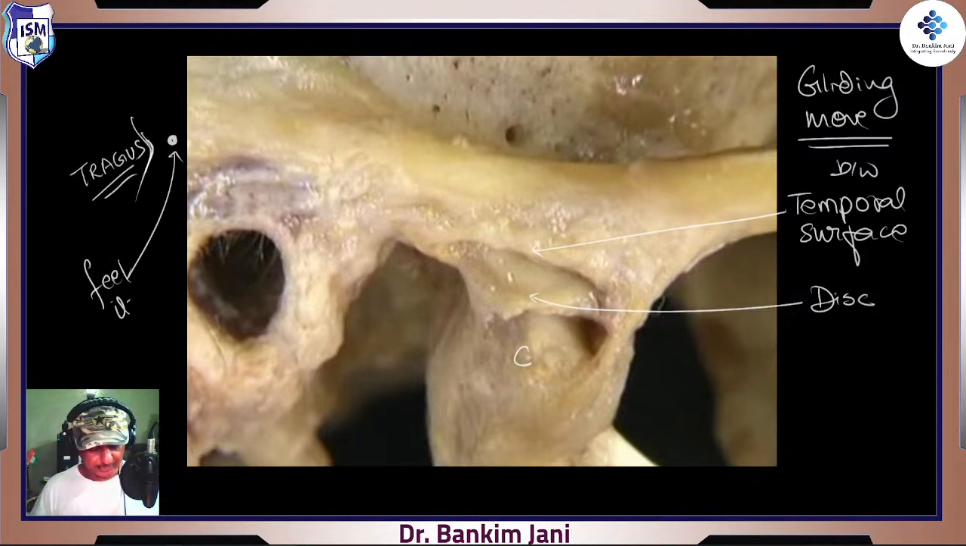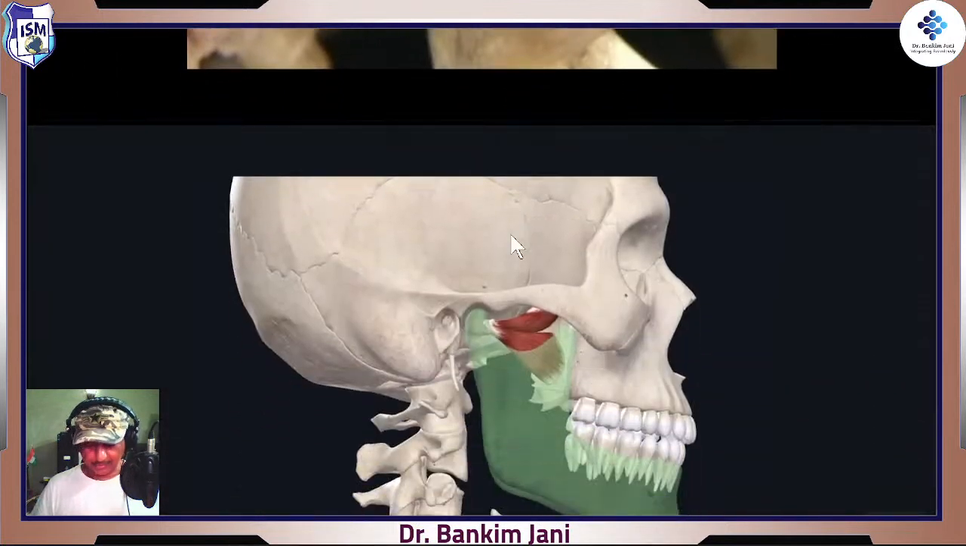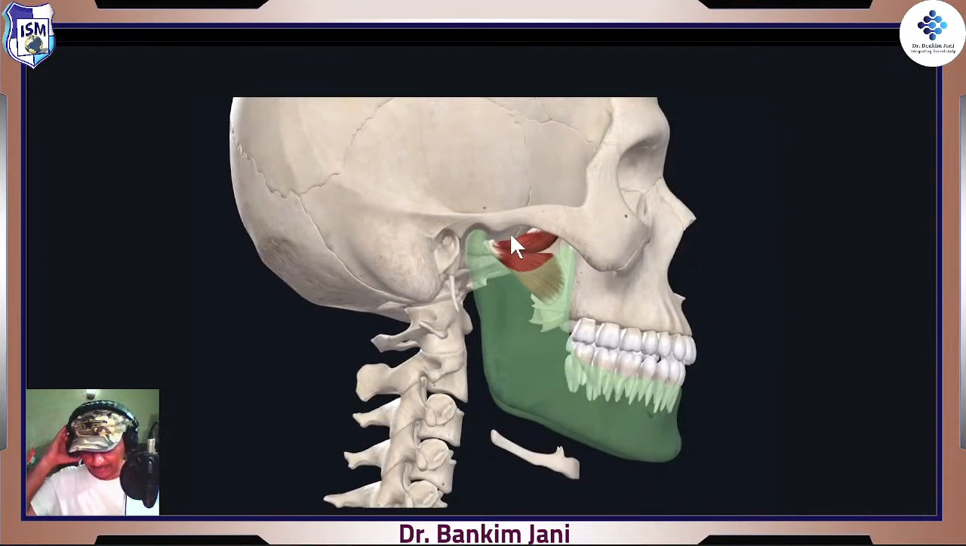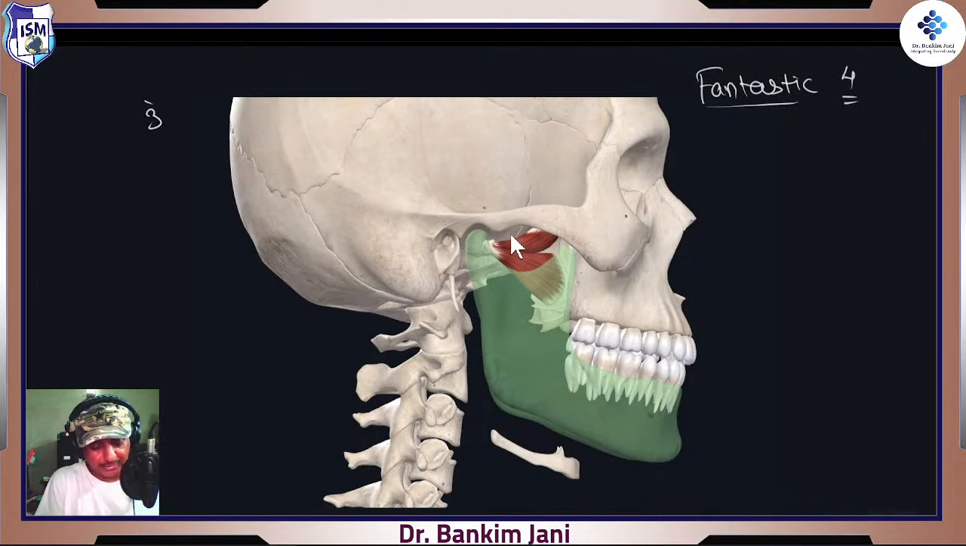Fine. So that's where you feel the condyle. All right. Now comes all those Fantastic Fours. There are 4 fantastic muscles, divided into 2 groups: a group of 3 and a group of 1, right? We can't say group of 1.